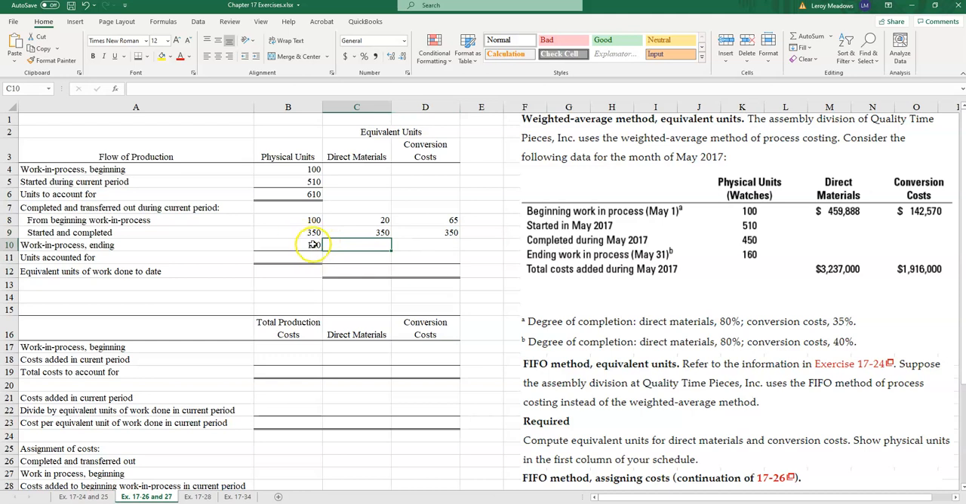I have 160 units in ending work in process inventory. Now, of that, before the end of the month came, I added 80% of the materials. So I'm going to take my 160, multiply that by the 80% of materials I put in this period, and that gives me equivalent units of 128.